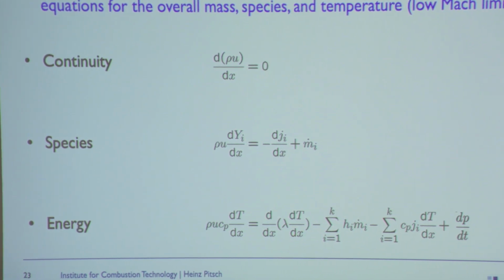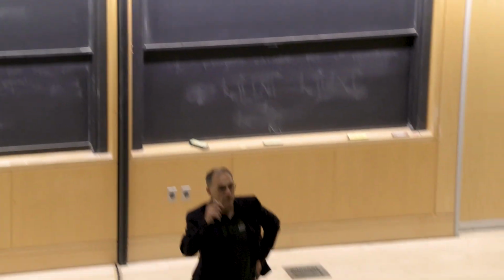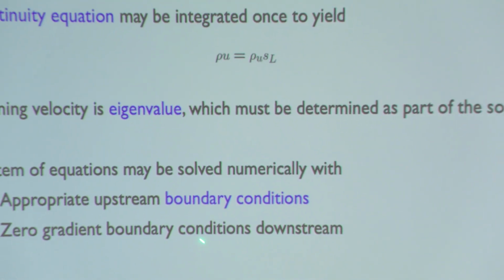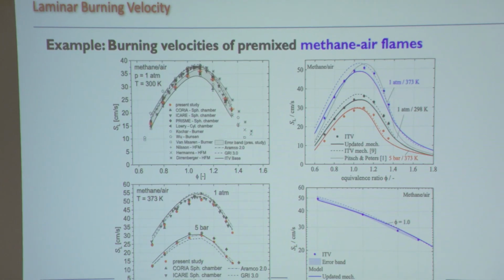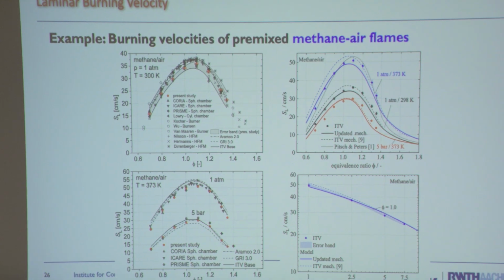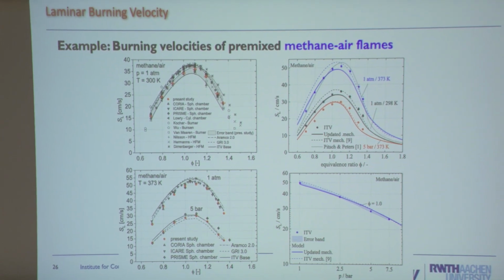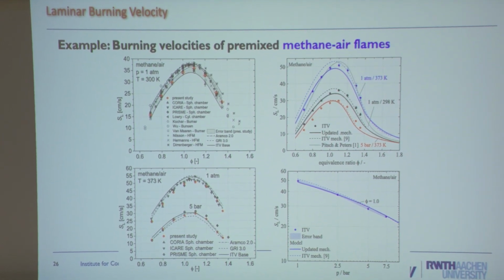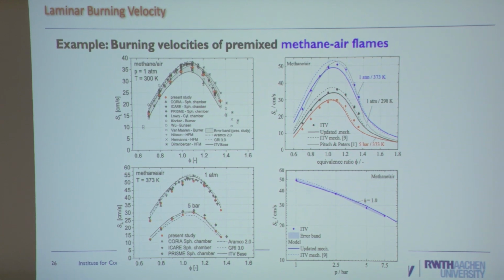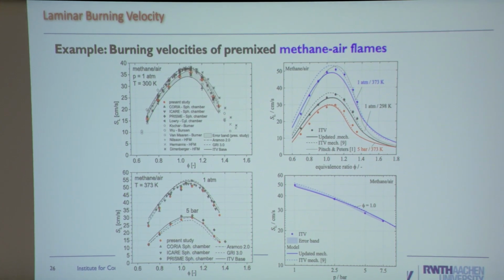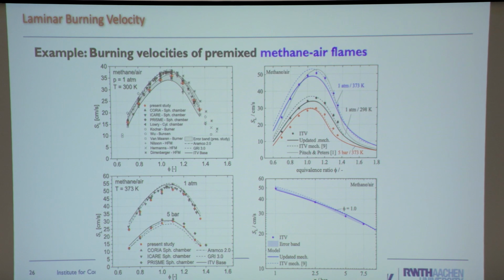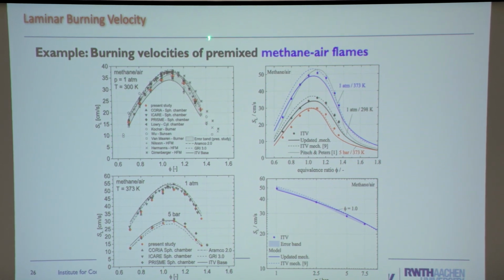So when you solve these, it's not very difficult, but it's not entirely straightforward. One has to consider that. Okay, so that's what I just mentioned. So if we solve these equations then using Chemkin or Cantera or here the FlameMaster code, then you can compute burning velocities. You can compare them with measurements here, for example.